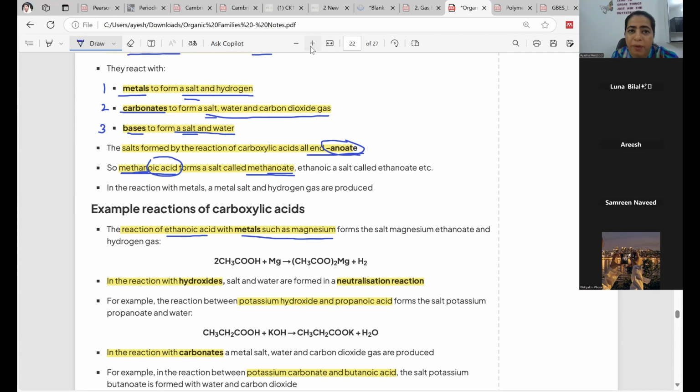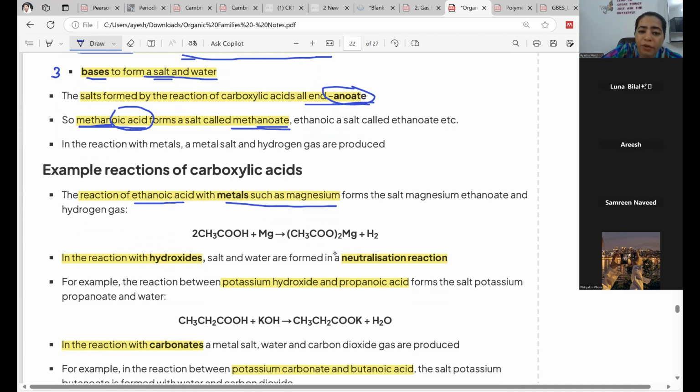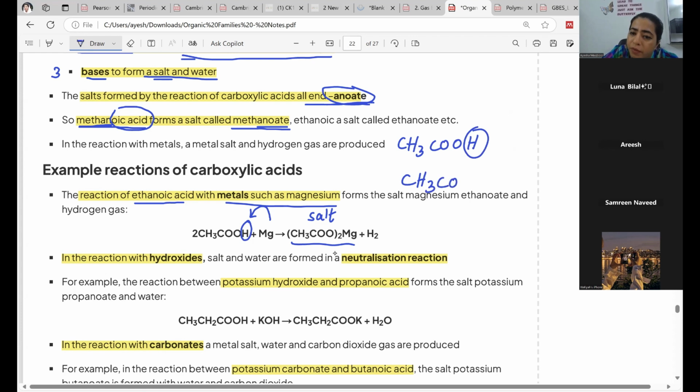First of all, this thing you have to remember: what is going to be the formula of the salt? This is very important to check. Salt and hydrogen. Remember, from the carboxylic acid, in place of the hydrogen, the metal has to come and do the substitution. So if you take ethanoic acid CH3COOH, when it has to remove the hydrogen, hydrogen is positive, which means the remaining part is going to be negative. CH3COO -1, because hydrogen is +1 in the formula.